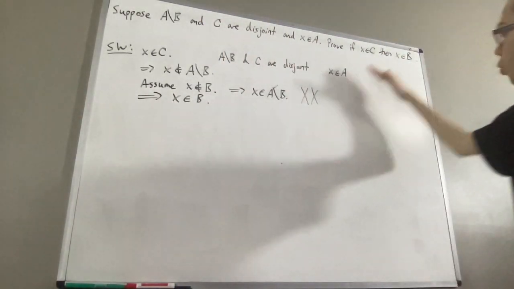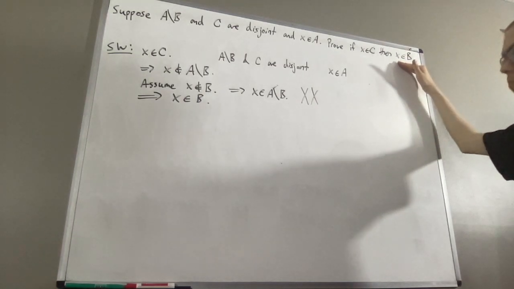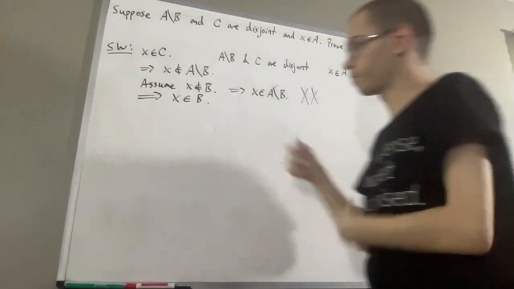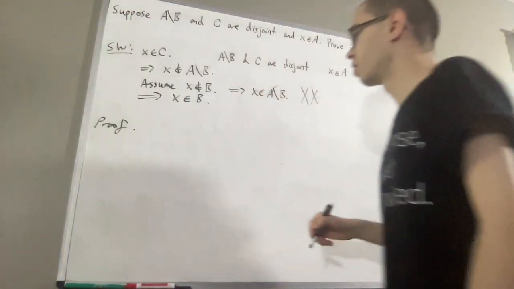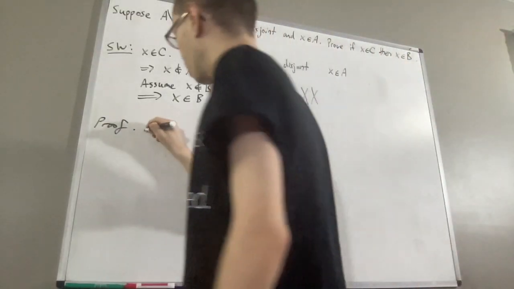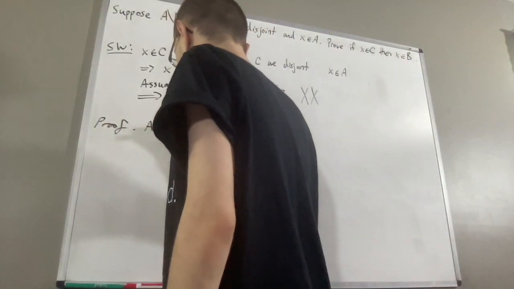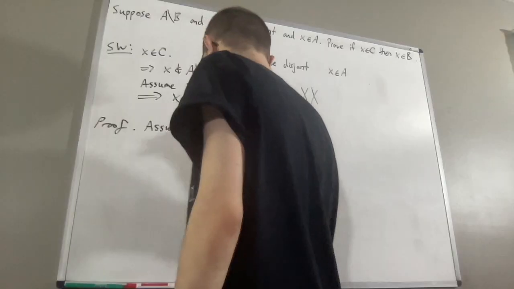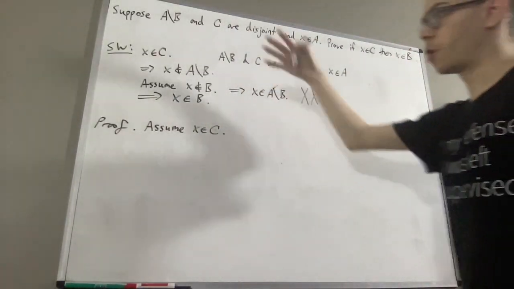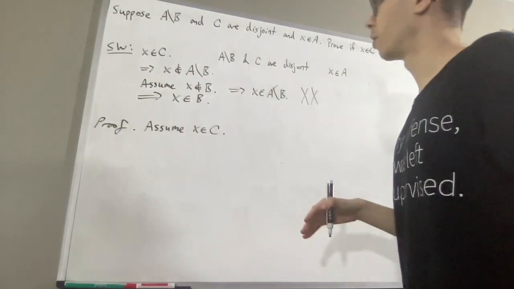And that's exactly what we wanted to deduce. So we're ready to write up the proof, right? We can prove this conditional statement. So to prove this conditional statement, we make the assumption that x is an element of c. So assume x is an element of c. From here, we'll logically deduce that x is an element of b, following what we did in our scratch work.